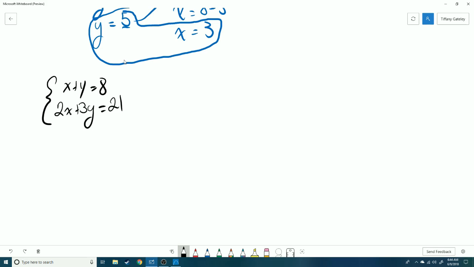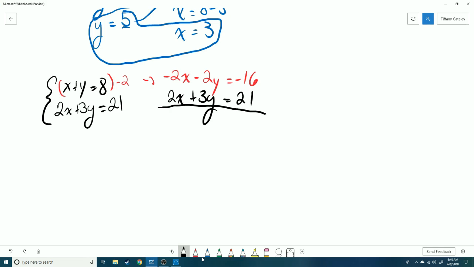We can do this because I'm going to multiply our top equation by -2. Okay, so to keep the equation the same, this will give us -2x minus 2y equals -16. We multiplied -2 by everything. That keeps the equation equal. And then let's write our other equation below it. 2x plus 3y equals 21. Now, with elimination, we're going to add these two equations together.